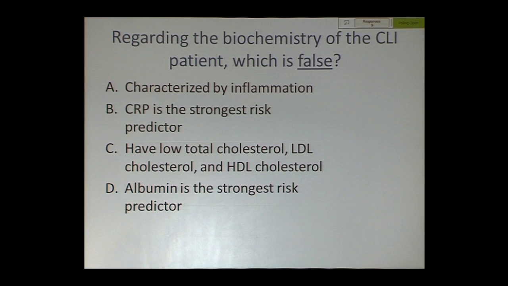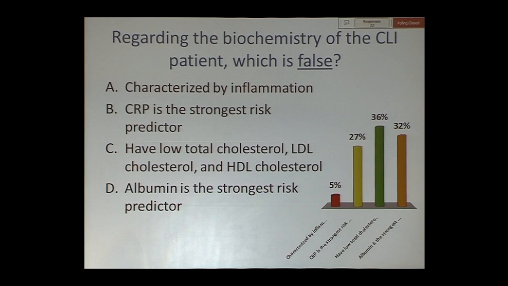And the surgeons in the audience will probably know this because it's very intuitive. We've been dealing with this kind of thing for a long time. And so what do we got here? We got choice C, have low total cholesterol, LDL cholesterol, and HDL cholesterol. We have choice D, albumin is the strongest risk predictor, and choice B, CRP is the strongest risk predictor. So which is false? Well, to be honest with you, low total cholesterol, LDL cholesterol, and HDL cholesterol is very common in a CLI patient, and I'll show you coming up here. It'll be interesting to you.